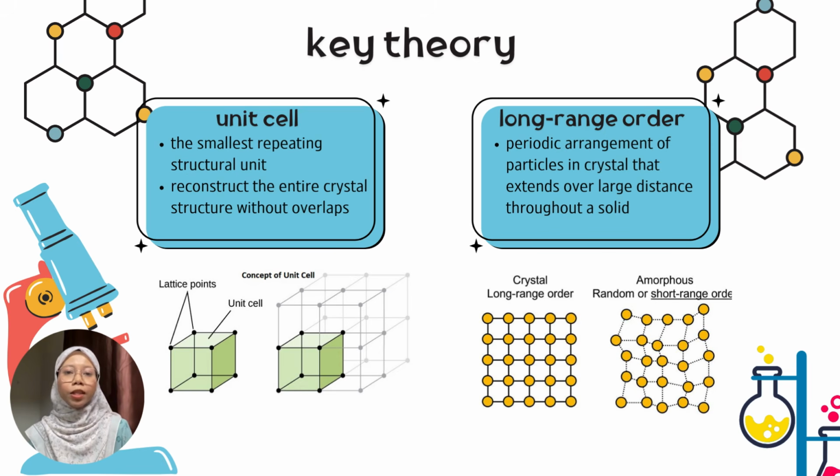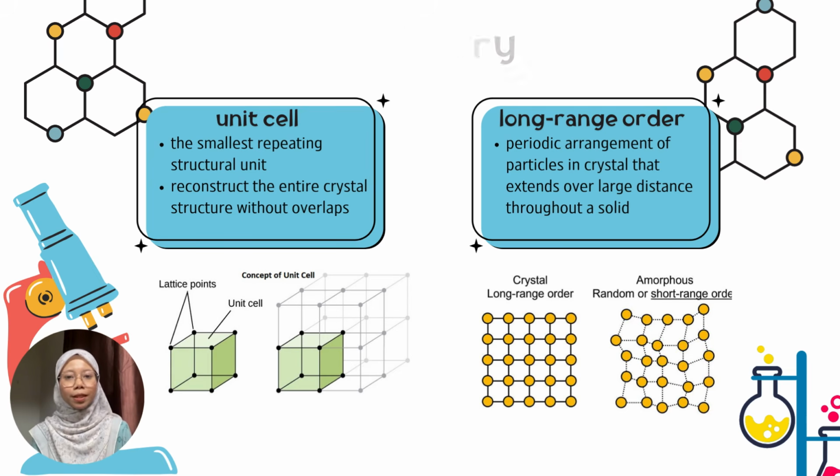Next is long-range order. This refers to the periodic and regular arrangement of particles, such as atoms or ions. This orderly pattern extends over a large distance within the solid, giving crystalline materials their definite shapes and consistent properties.